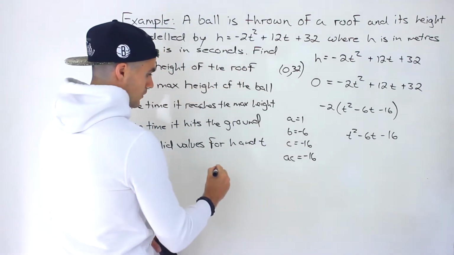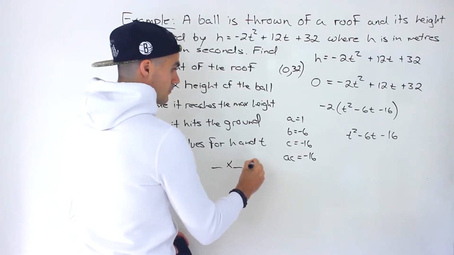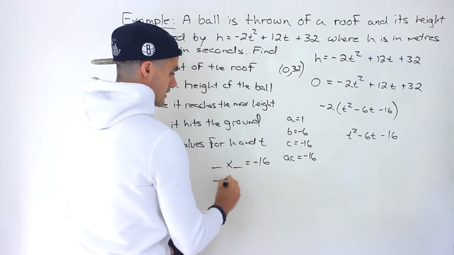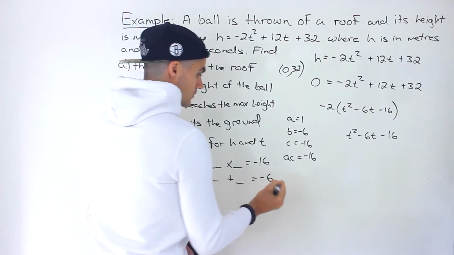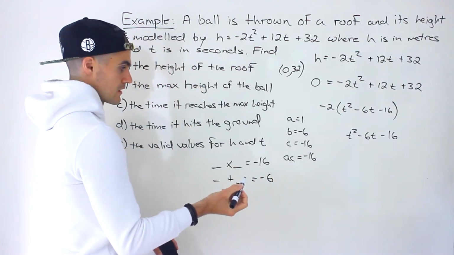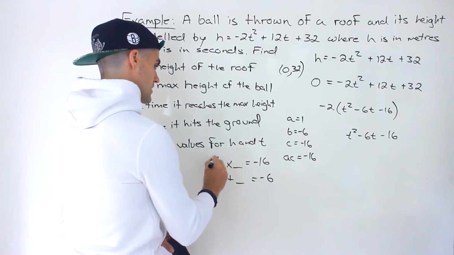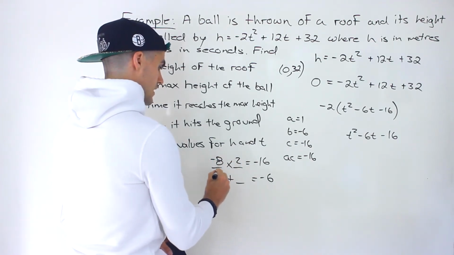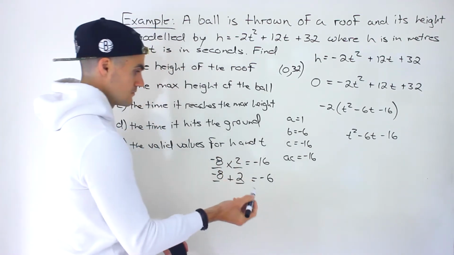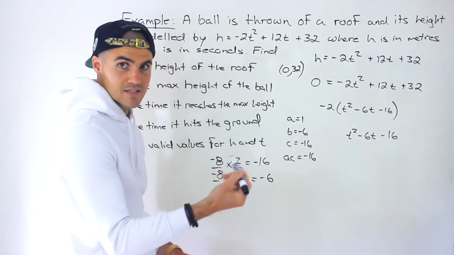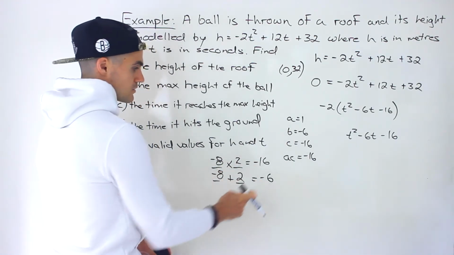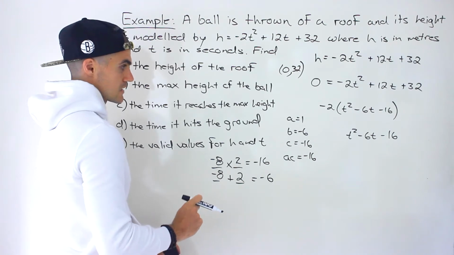Then we find two numbers that multiply to negative 16 and add up to that b value of negative 6. So what would those two numbers be? It would be negative 8 and 2, right? Negative 8 times 2 gives us negative 16, and negative 8 plus 2 gives us negative 6.